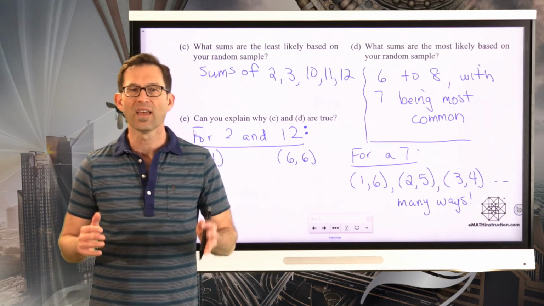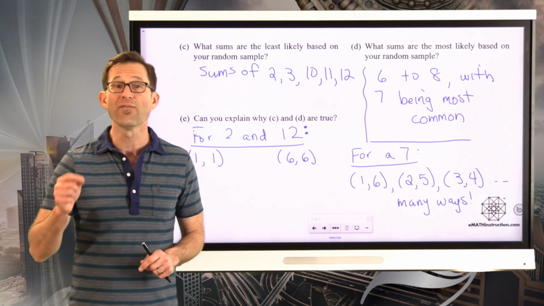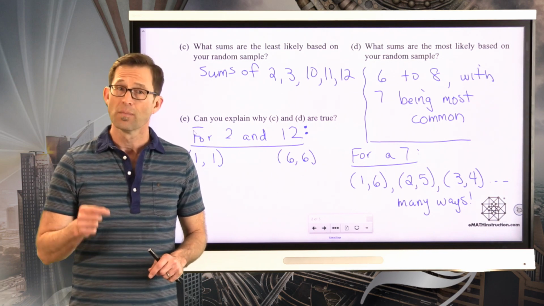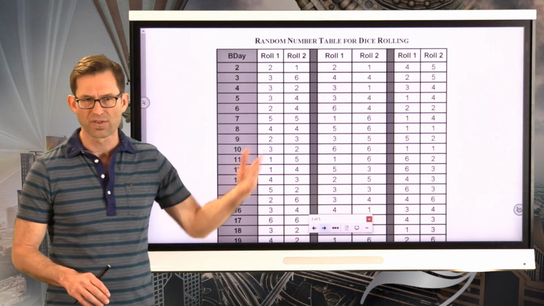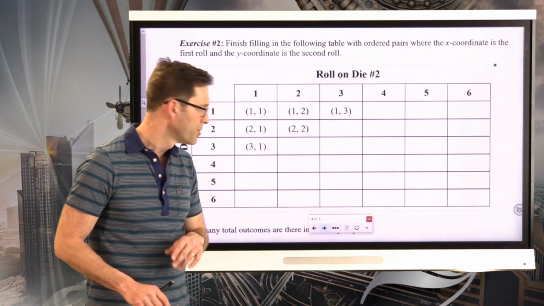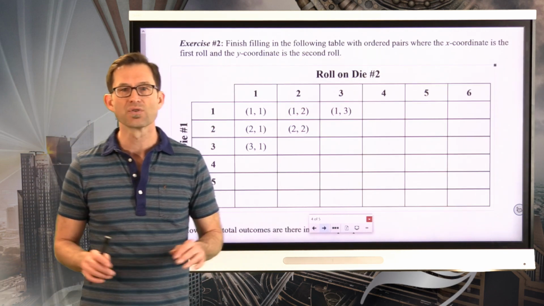But how can I take this compound event and really find these probabilities? Because this is much more complicated. So let's take a look at it. Here's our random number table. Let's really analyze this thing. Exercise number 2.